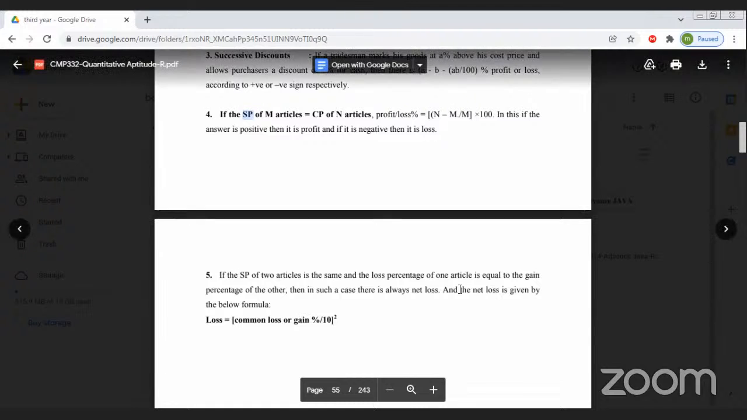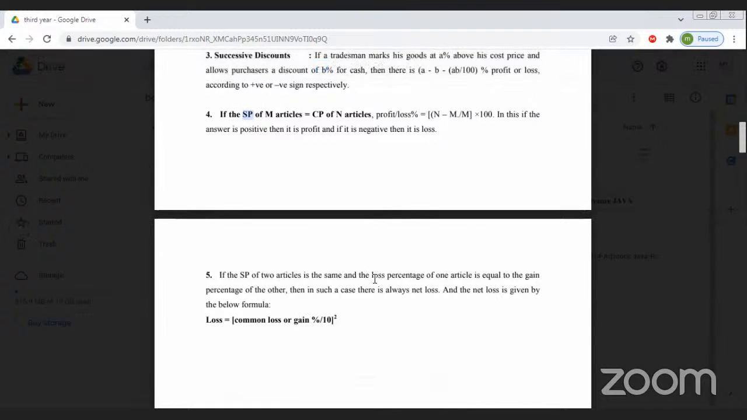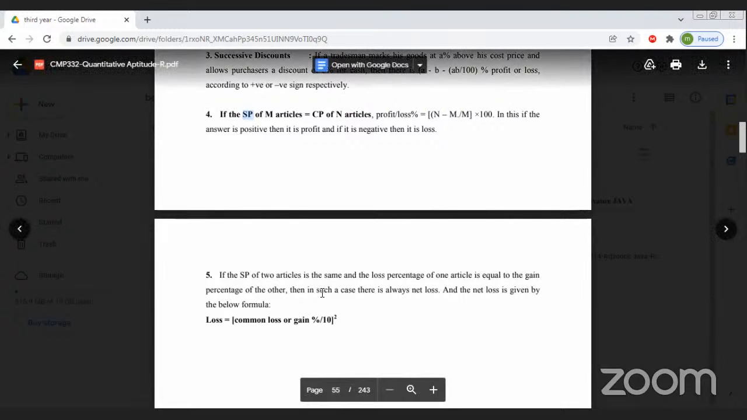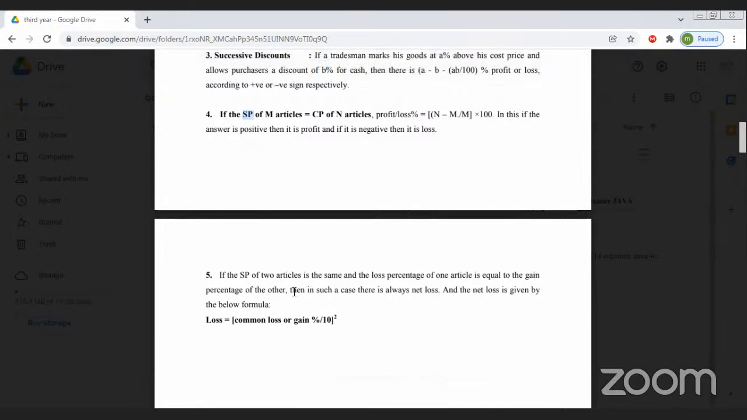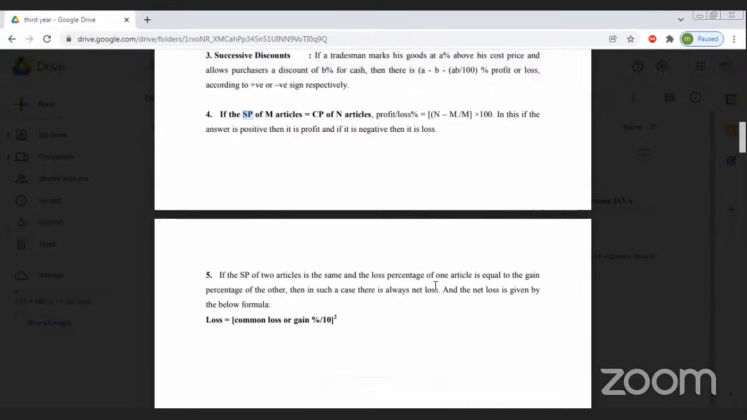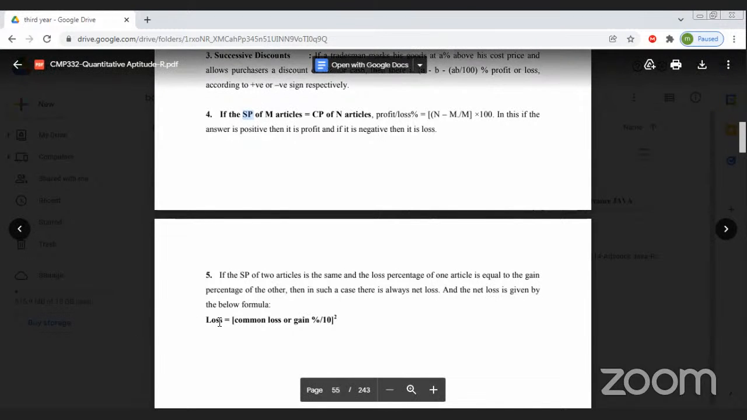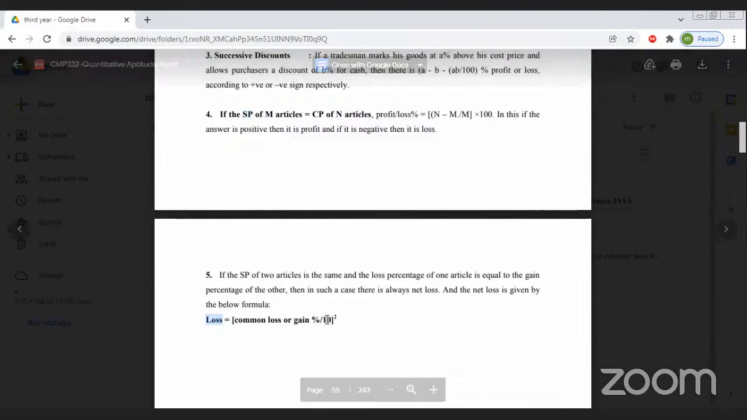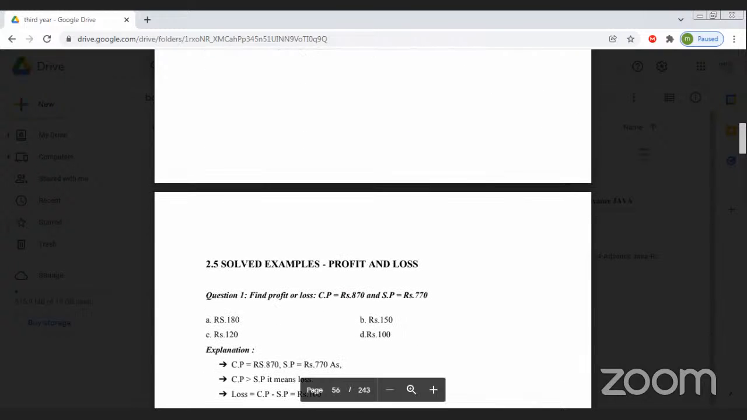If the SP of two articles is the same, and the loss percentage of one article is equal to the gain percentage of the other, then in such a case there is always a net loss. And the net loss is given by the formula: net loss equals common loss percent divided by 10, the whole squared.